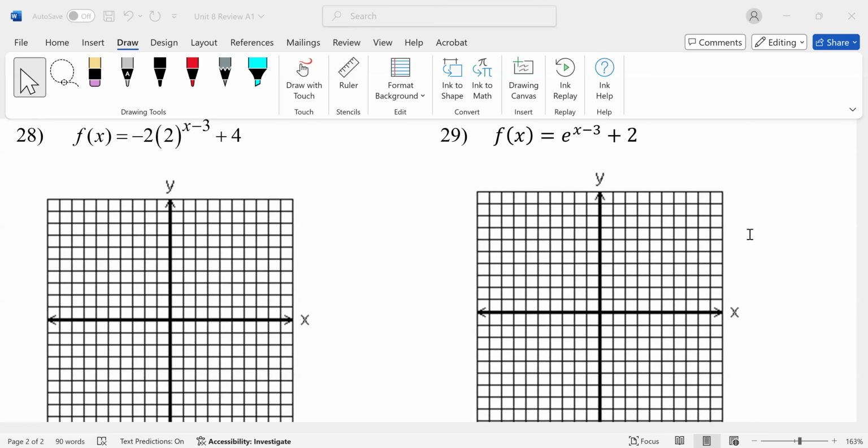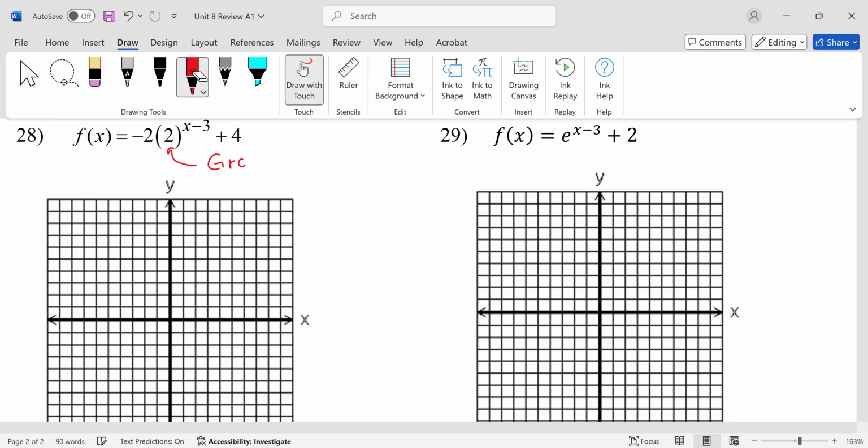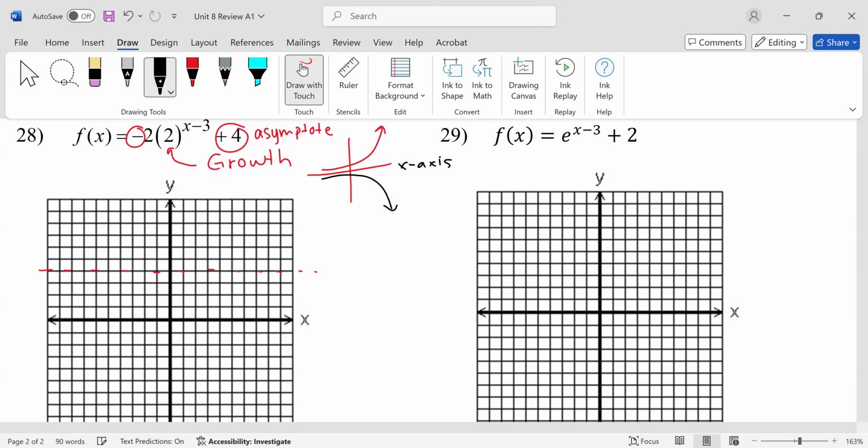All right, going over the back, I'll just do 2 of them. I know that this is growth and it's facing down because of the negative reflection. I also know this is my asymptote. So I'm going to go ahead and plot my asymptote at 4. Here's 4 on the y-axis. And normally growth looks like this, but since there's a negative in the front, it's going to reflect across the x-axis. So it'll look like this. So that's what my graph will look like.